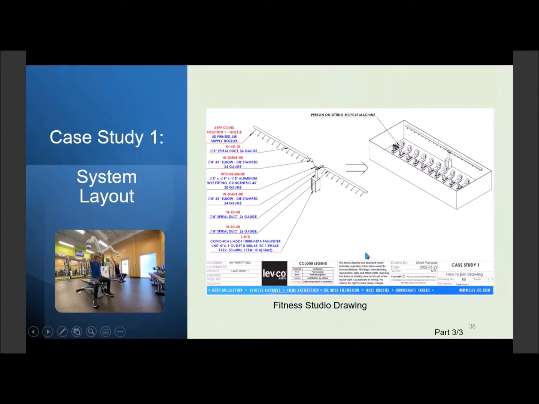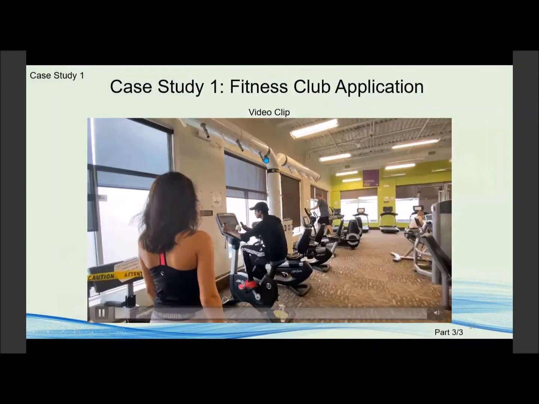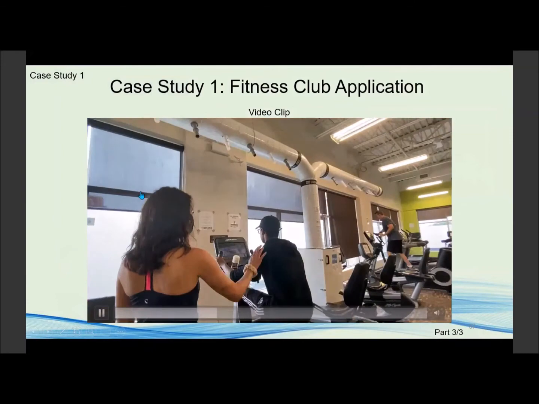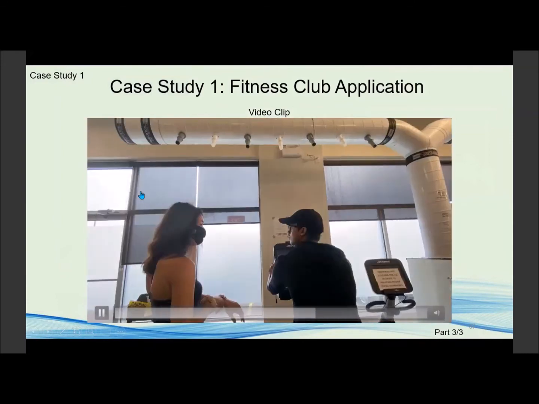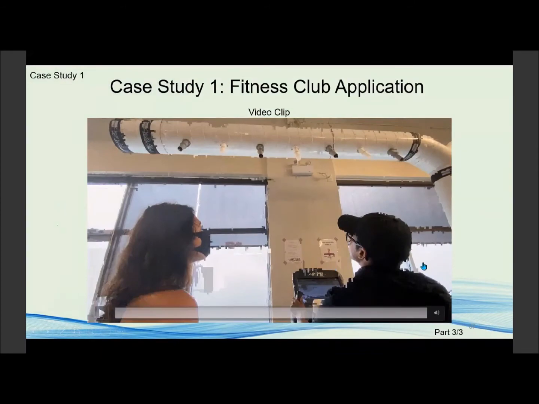And there you just see a little bit of detail on the project. This is where we did it. There's your case study. Just going to click on a little video so everybody can understand. You can see the directional flow nozzles above the fitness members here.